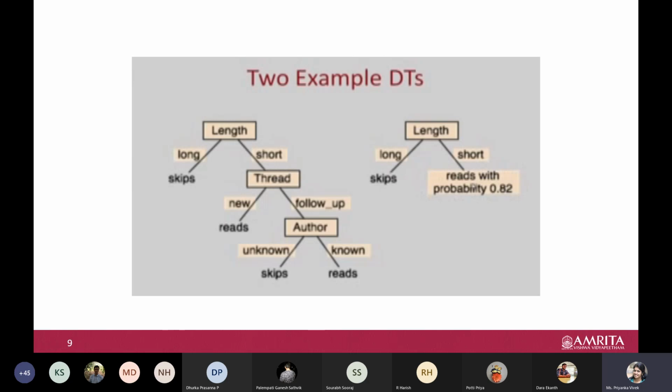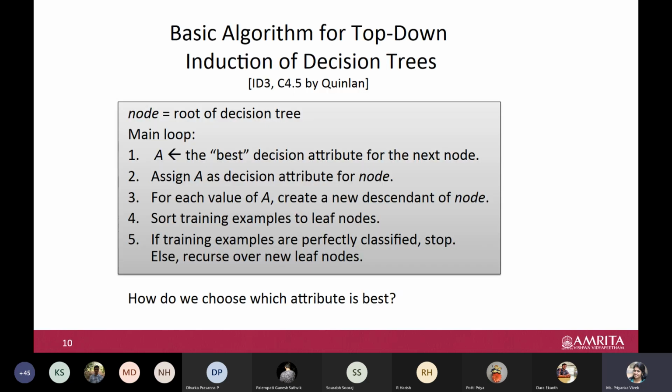If anything, please stop me and ask. So this is the basic algorithm for our decision tree. So we choose the best decision node. We'll see how it is.